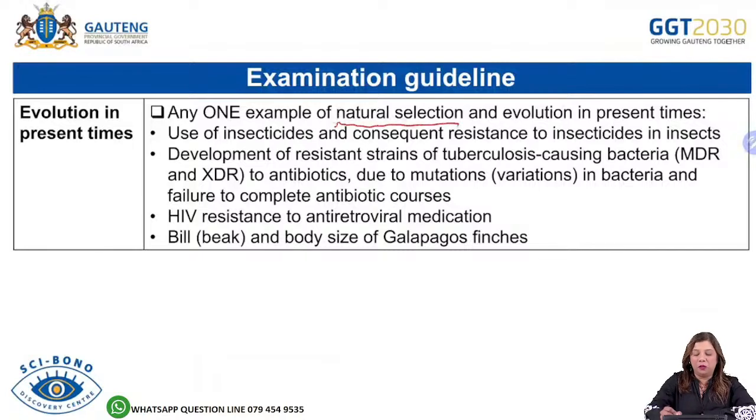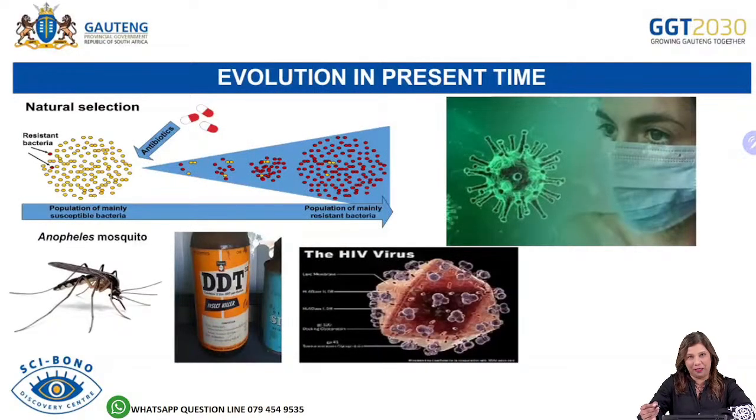So this could be any one of the following: the use of insecticides and consequent resistance to insecticides in insects, the development of resistant strains of tuberculosis-causing bacteria to antibiotics due to mutations in bacteria and failure to complete antibiotic courses, HIV resistance to antiretroviral medication, and the bill and body size of Galapagos finches. Sorry, that's a bit of a tongue twister, but you remember this from the previous lesson. The finches we are not going to do today, but we have done it in the previous lesson. So you need to revisit that when you are studying evolution in present time.